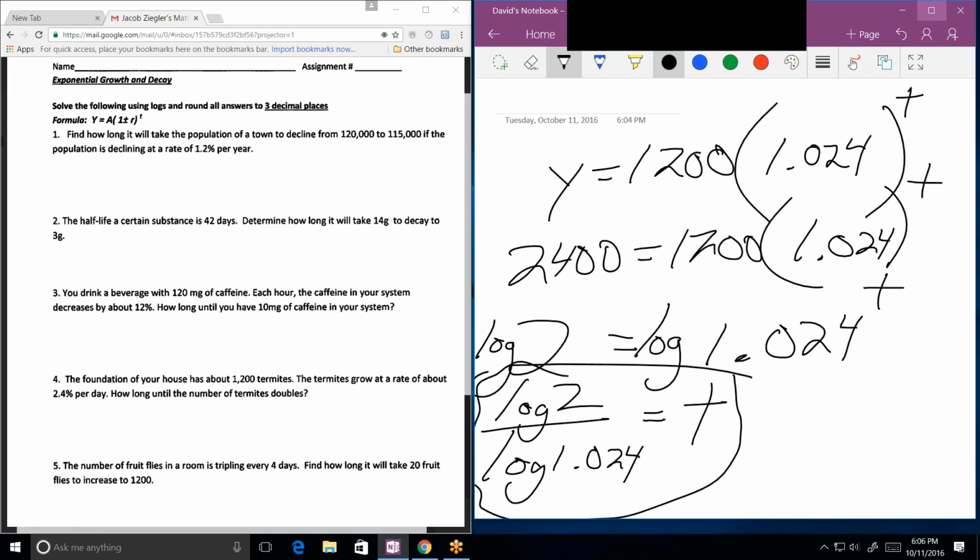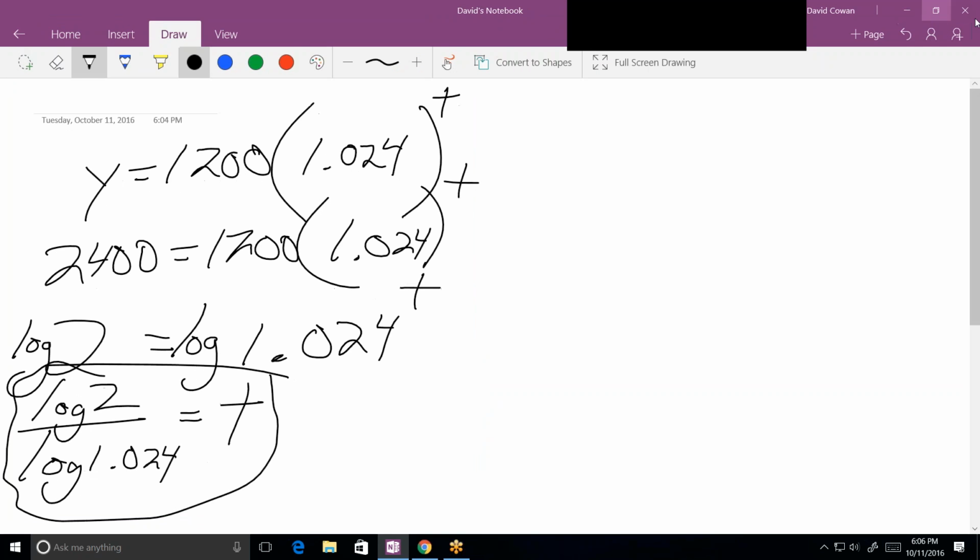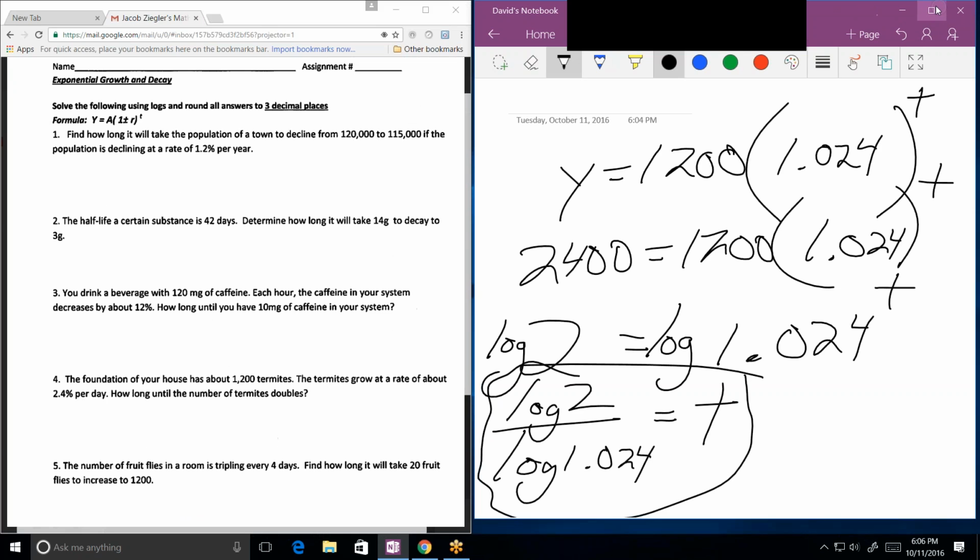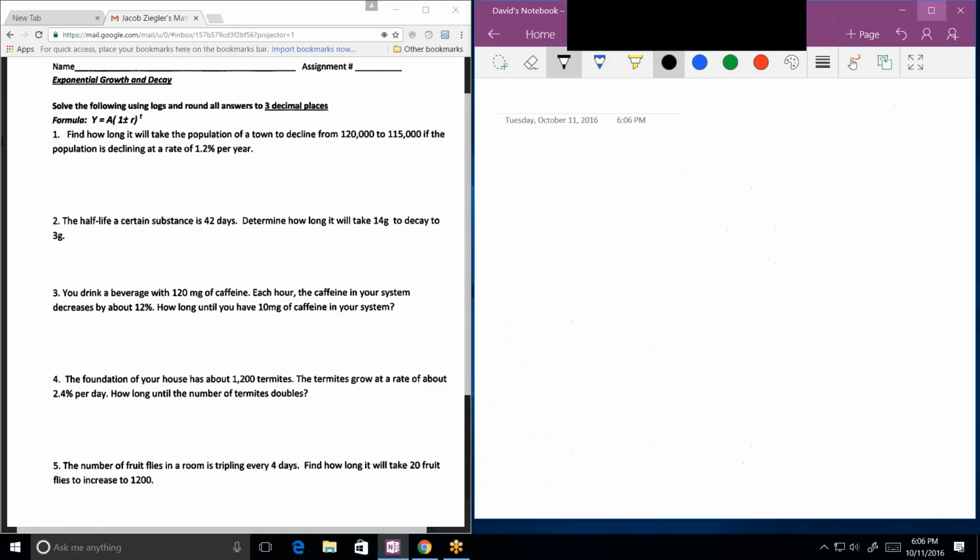Let's see if we can at least get number 5 set up. Excuse me, I hit the wrong thing. The number of fruit flies in a room is tripling every 4 days. Give me as much as I can write about the thing.